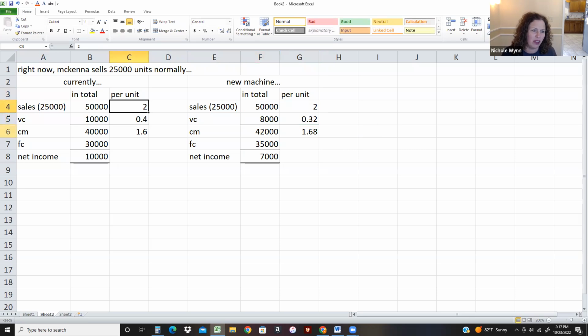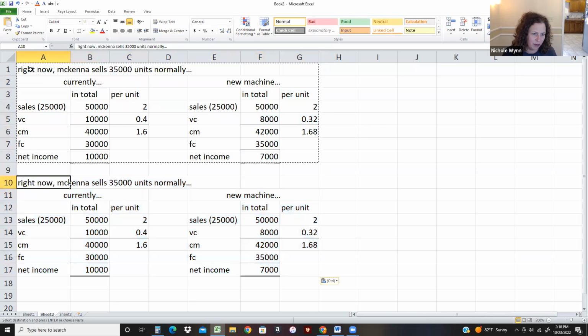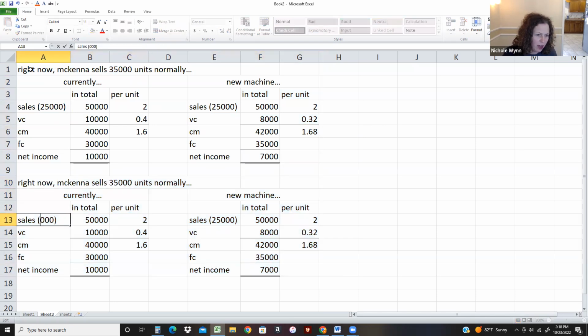But what if instead of selling 25,000, I normally sell 35,000? If we run these numbers on 35,000 units, and we change each 25 to 35. Okay. I'm still worse off. I don't know, what would come out better.